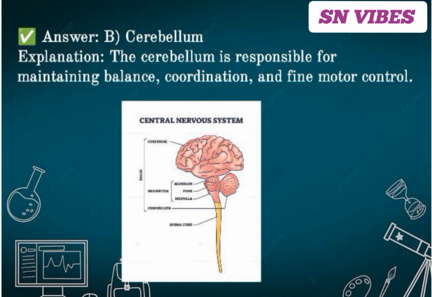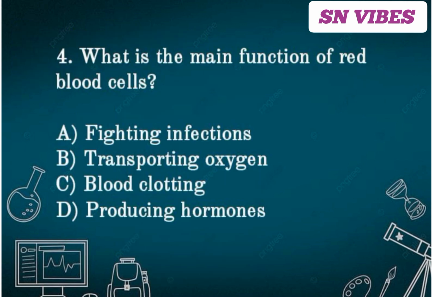So here the cerebellum is responsible for the maintenance of the balance, coordination, and the fine motor control, and nerve communication, etc. Okay, let us move on to the fourth question, that is, what is the main function of the RBCs, nothing but red blood cells? The option is option A, fighting infections. Option B, transporting the oxygen. Option C, blood clotting. Option D, producing the hormones.